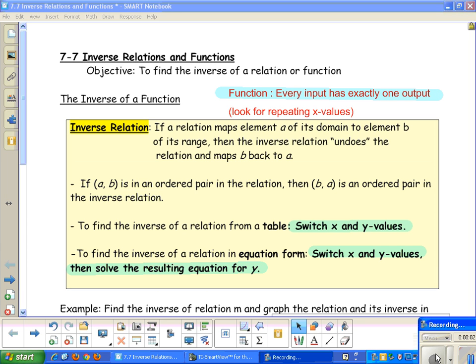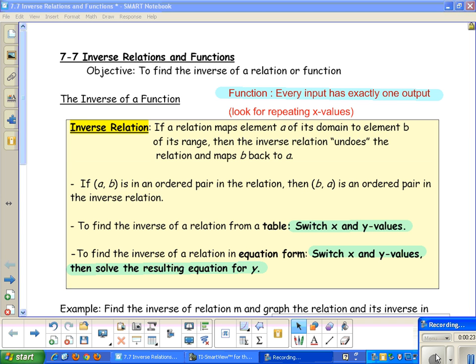Section 7.7, Inverse Relations and Functions. Our objective is to find the inverse of a relation or function. Recall that a function means for every input we have exactly one output value. So from a table, remember we look for the repeating x values, or we can do the vertical line test. Now we're going to talk about inverse relations.